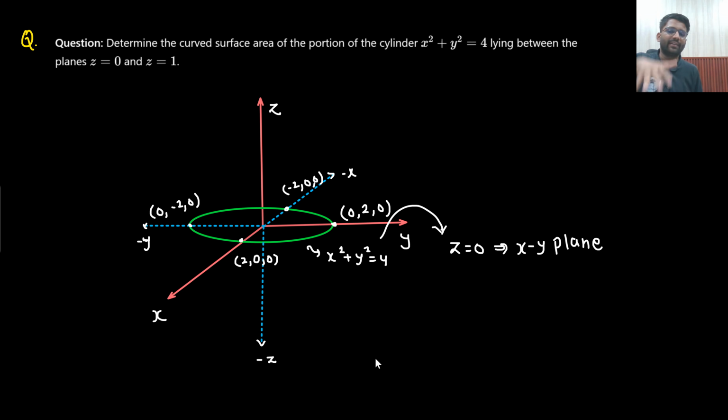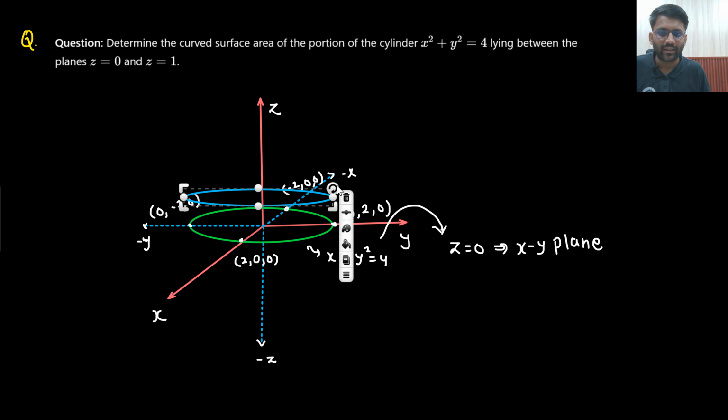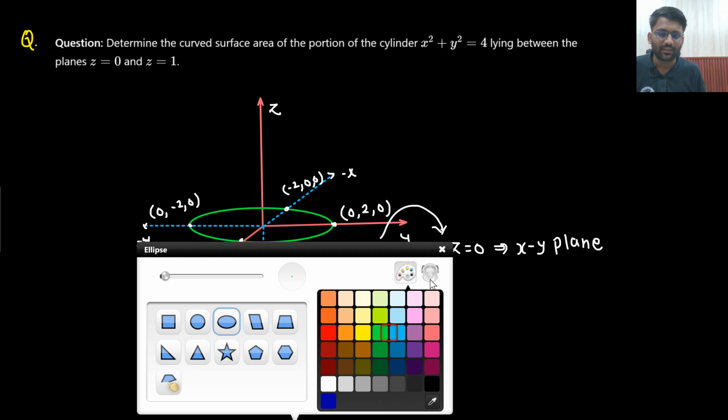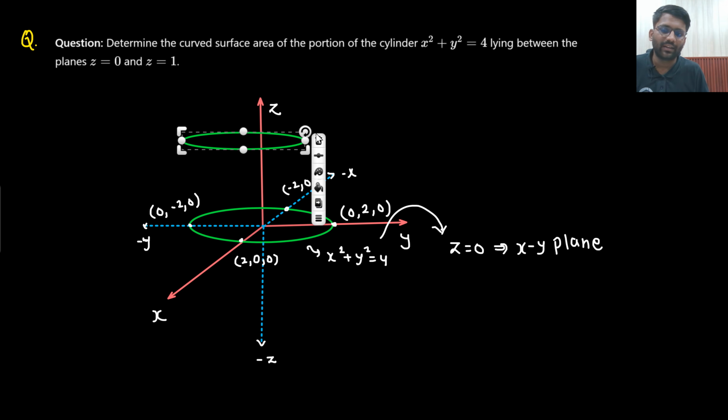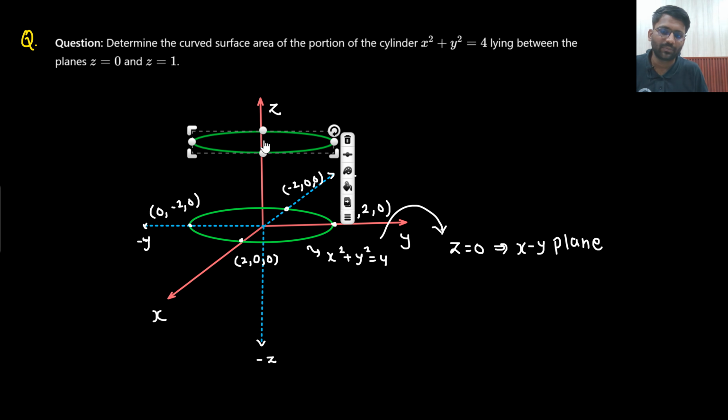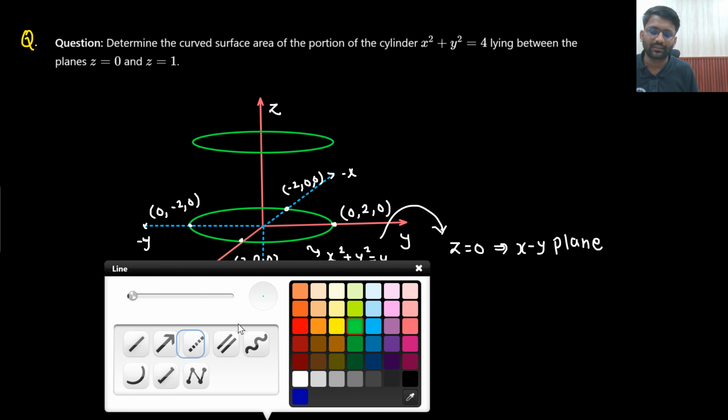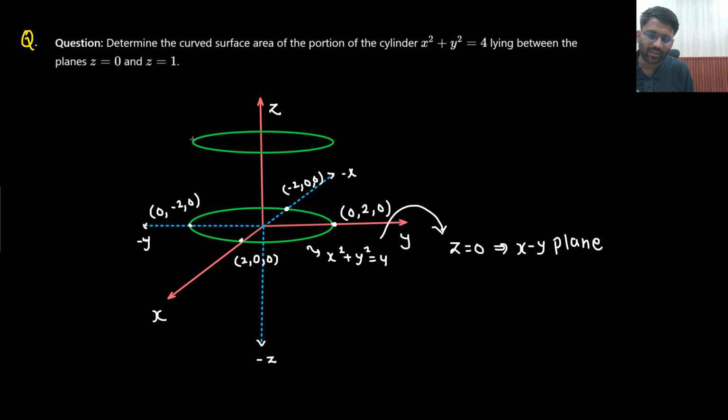They are talking about the cylinder. That means you need to make circles of the kind x square plus y square equals to 4 again and again, until you reach z equals to 1. When you have reached z equals to 1, till that point you need to keep on making the circles. So this is the cylinder you will be able to make.